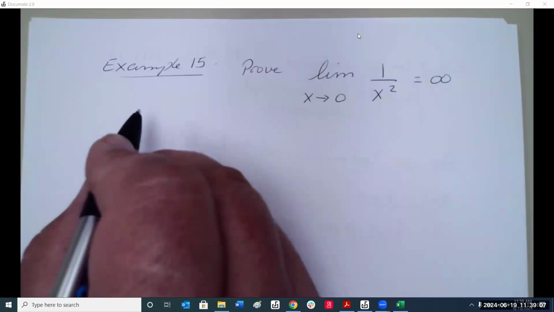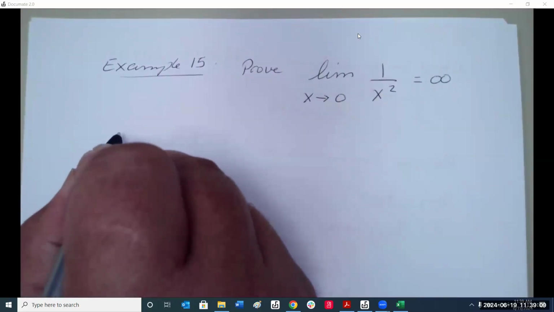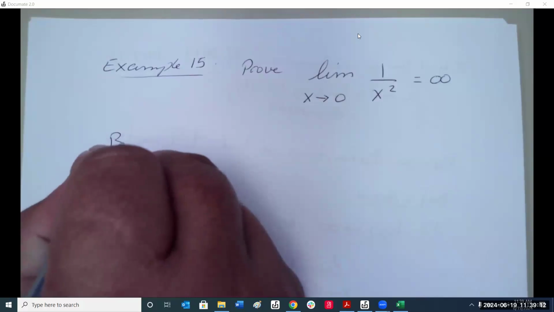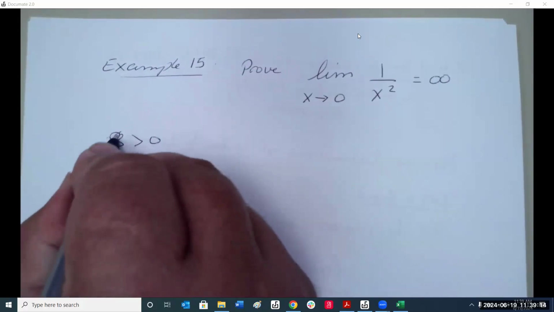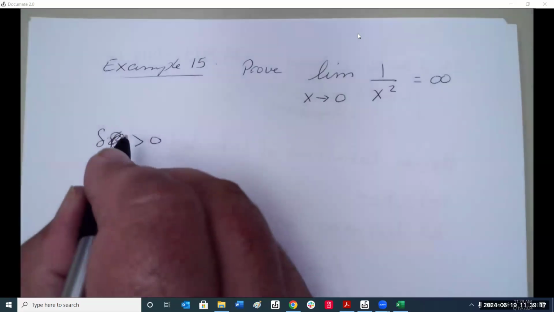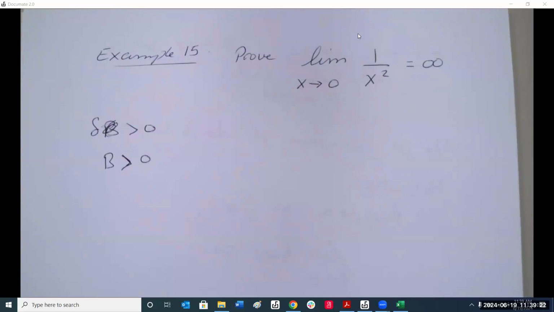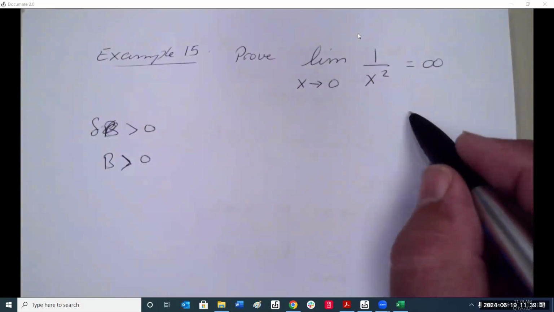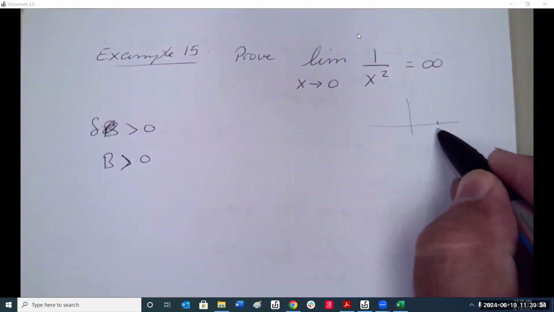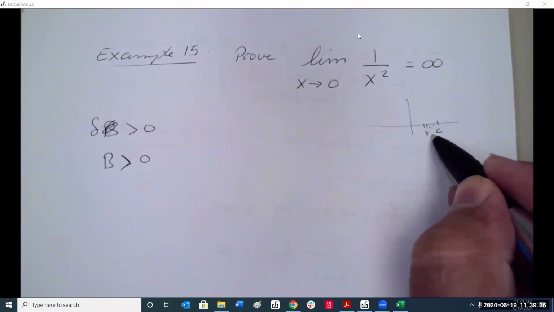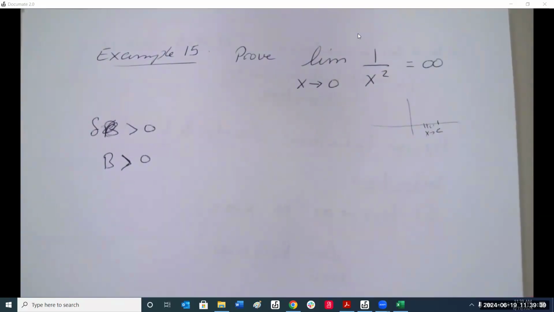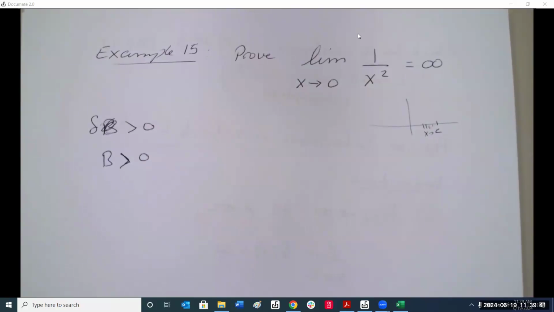So the first thing we have to do is, we know we have a b that's greater than 0, not a b, a delta. Well, delta and b, both of them are greater than 0. Because remember, delta is how far the x value is from the c value. As x gets closer to c, that distance gets smaller, but it's still positive.